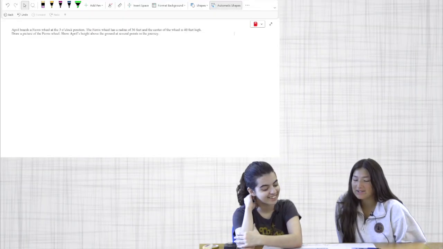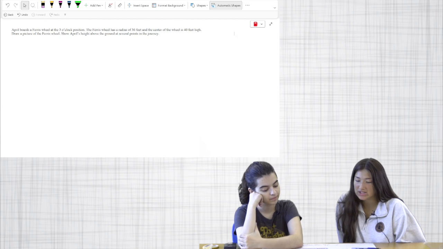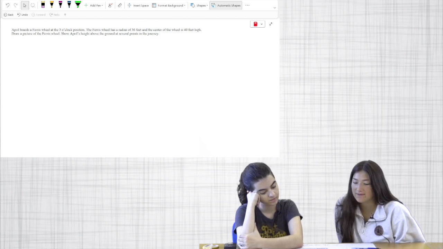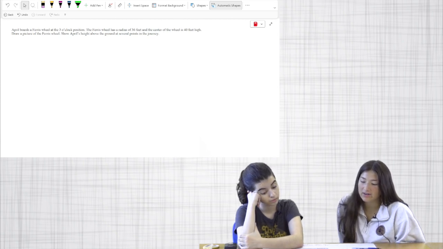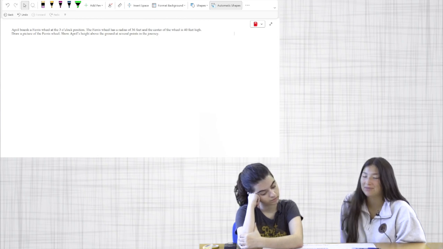April boards a Ferris wheel. At the 3 o'clock position, the Ferris wheel has a radius of 36 feet and the center of the wheel is 40 feet high. Draw a picture of the Ferris wheel. Show April's height above the ground at several points in the journey.